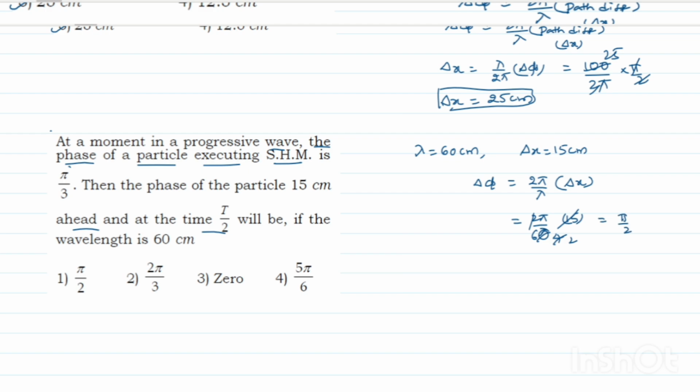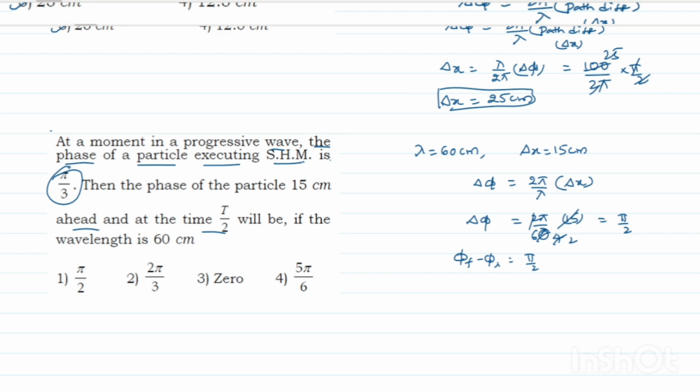So at a moment in a progressive wave, the phase of a particle executing SHM is pi by 3. One particle's phase is already given as pi by 3, and with another particle, both are executing SHM. Then delta phi, which is equal to pi by 2, we will get. Delta phi, in the sense here, you can take as phi final minus phi initial, which will be equal to pi by 2.